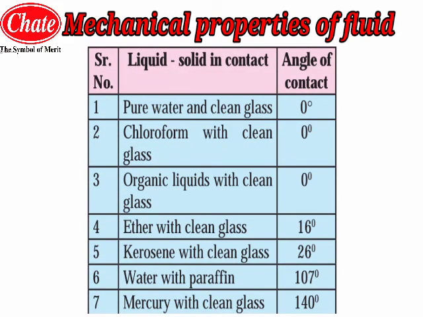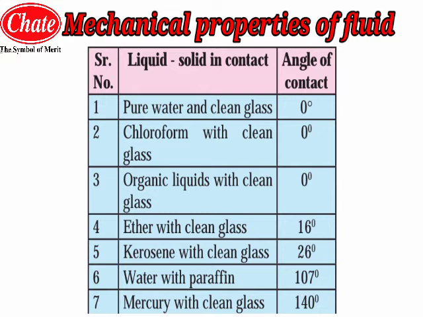Now students, we will see the table in which the angle of contact is given. We will see one by one. The first one is pure water and clean glass. When there is contact between pure water and clean glass, the angle of contact between them will be 0 degree. And the second one is chloroform with clean glass. Now we consider the angle of contact between chloroform and clean glass, so it will also be 0 degree.